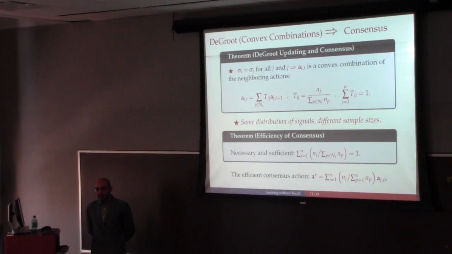If we assume that the distribution of signals among the agents are identical and only the number of signals that different agents had observed are different from each other, then we get a convex combination as the action update as a result of Bayesian heuristics. And using this convex combination, the actions are going to converge to a consensus. So asymptotically, all agents will take the same action.